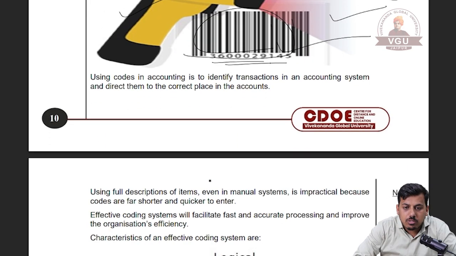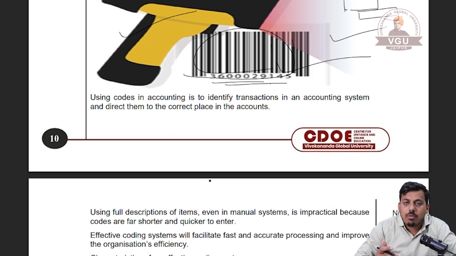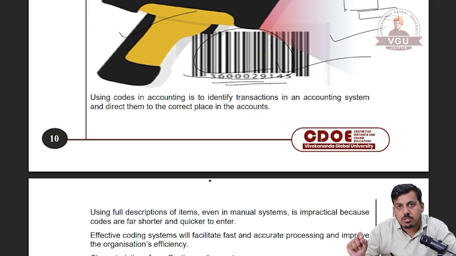Using codes in accounting is to identify transactions in an accounting system and direct them to the correct place in the accounts. It is the same when you go to any supermarket and purchase any item. At the billing counter, they scan every item, and this automatically reflects on their computer screen: what is the price of that particular item, how much quantity is being sold. In the same way they do the entries in their books of accounts.